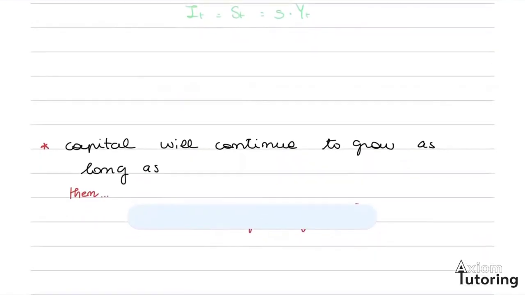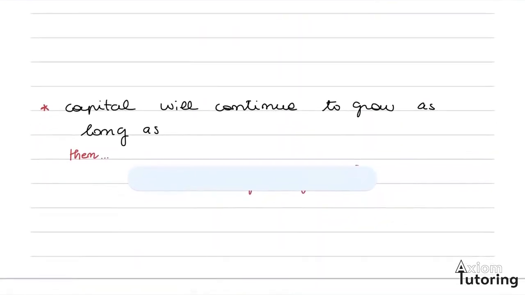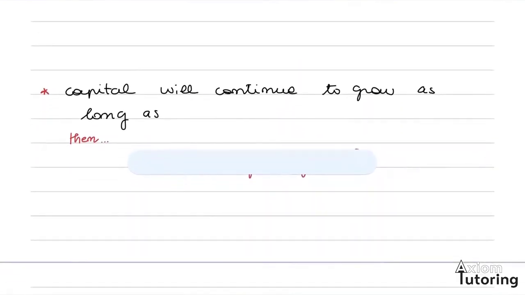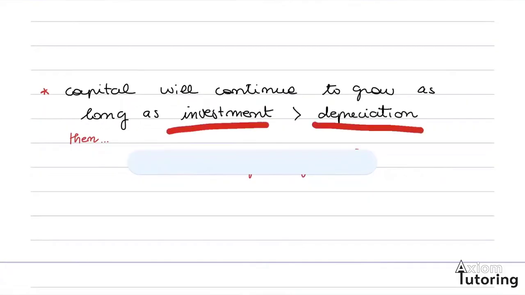So we are saying that capital will continue to grow as long as a specific condition holds, and this condition is that investment, the new machines that we are buying, has to be greater than depreciation, the machines that break down. Of course, if we buy more machines than the number of machines that break down, our total capital stock is going to increase.